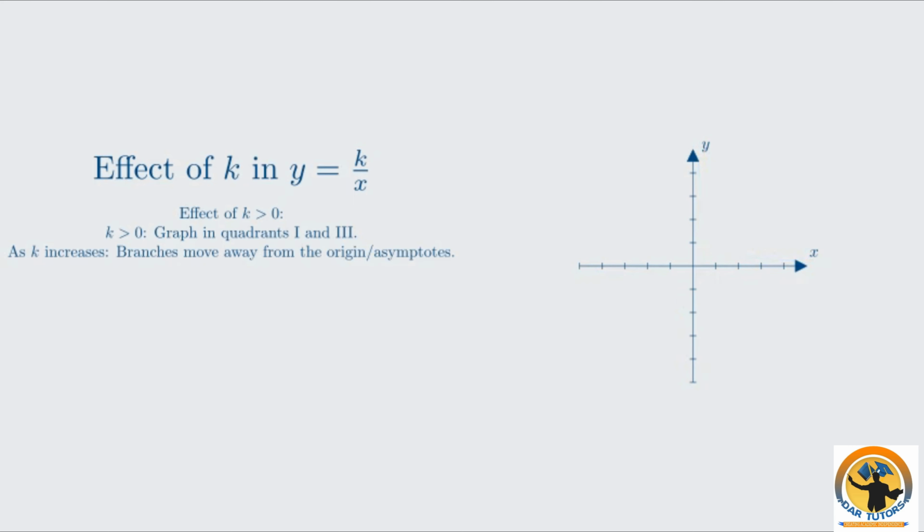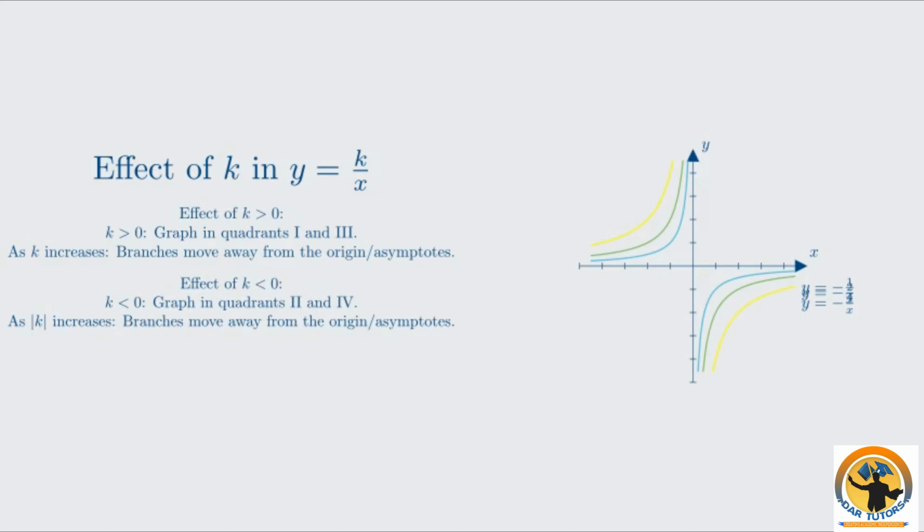Now let's consider the case where k is negative. Now we're looking at y equals negative 1 over x, negative 2 over x, and negative 4 over x. Notice a fundamental change. The branches have now flipped and are located in the second and fourth quadrants. So if k is negative, the graph is in quadrants 2 and 4. As k becomes more negative, its absolute value increases, which again means the branches move further away from the asymptotes. The sign of k determines the quadrants where the graph lies. Next, let's explore more general rational functions of the form y equals ax plus b divided by cx plus d.